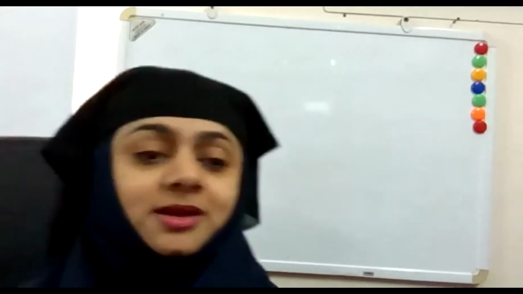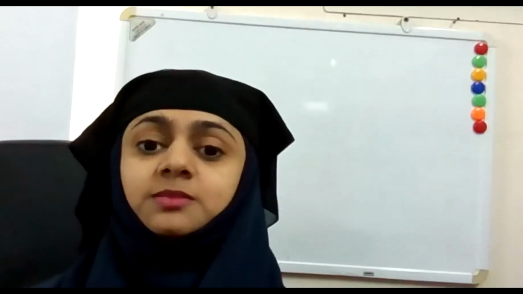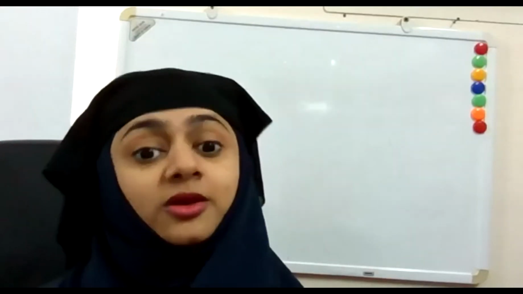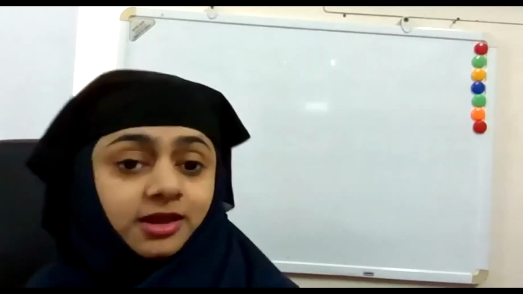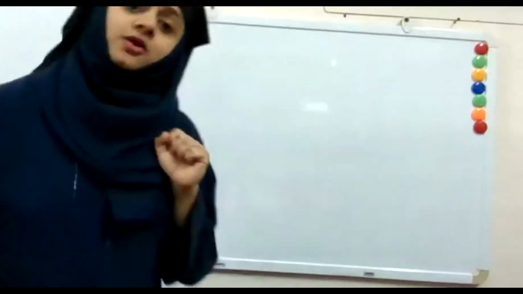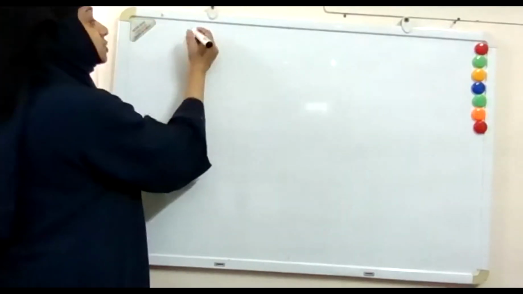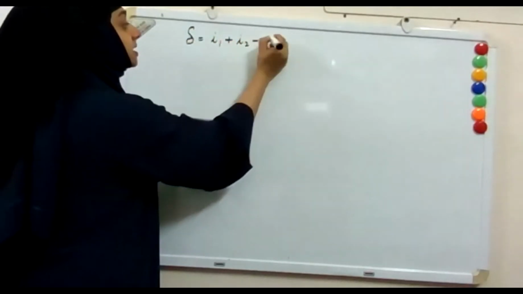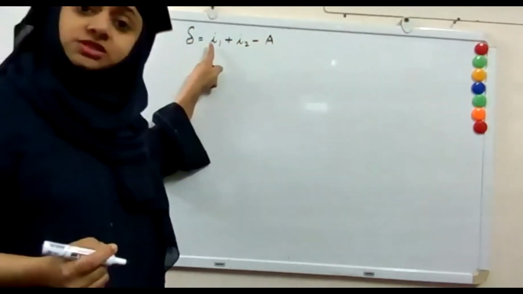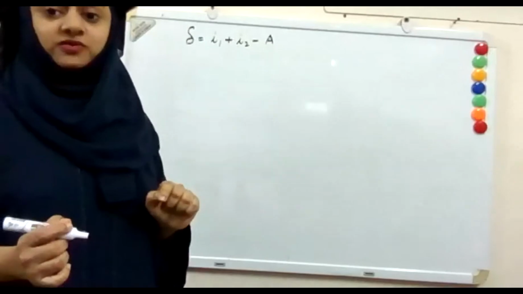Good morning, students. In the last class, we have seen how light gets refracted when it passes through a prism, and we also saw the concept of angle of minimum deviation. Then we derived an expression connecting the angle of deviation delta, the angle of incidence and the angle of the prism. We derived the expression delta is equal to I1 plus I2 minus A, where I1 is the angle of incidence, I2 is the angle of emergence, and A is the angle of a prism.